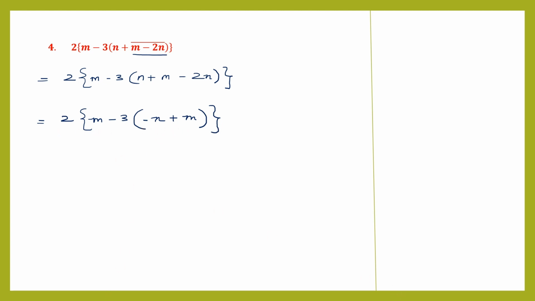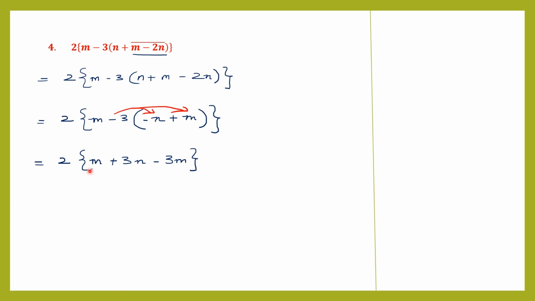So everything else we write as it is. 2 into m minus, now let's be careful here, minus 3 into minus n. This is what we are doing, minus 3 into minus n. Minus into minus is plus, so this is plus. 3 into n is 3n. Then we multiply minus 3 into plus m. The sign is minus. 3 into m is 3m. So now we can remove the parenthesis and put the curly brackets.